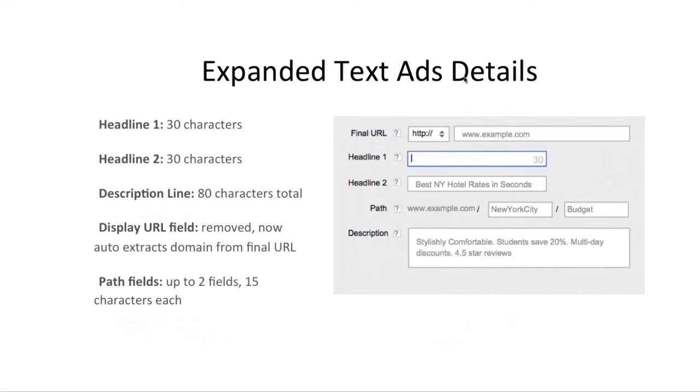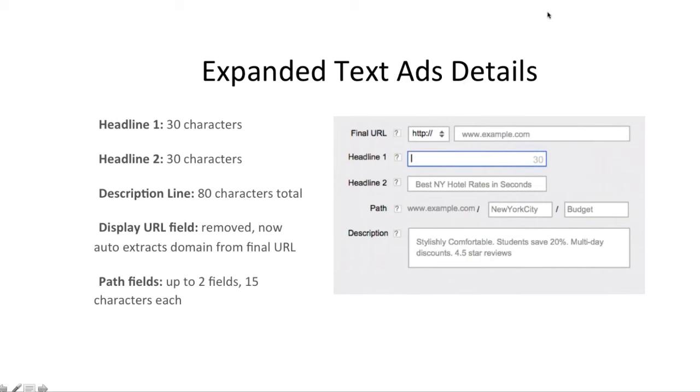Now let's get into the nitty-gritty of what entails the new ads. The most prominent change is the addition of the second headline. Now you have a headline space of 60 characters as opposed to the old format, which only gave you a single headline field with 25 characters, which is a massive improvement and allows you to really communicate the full value of your products and services on Google.